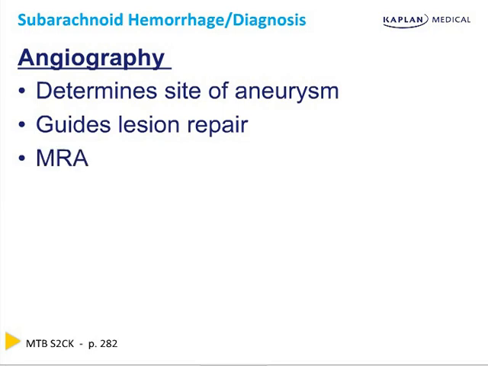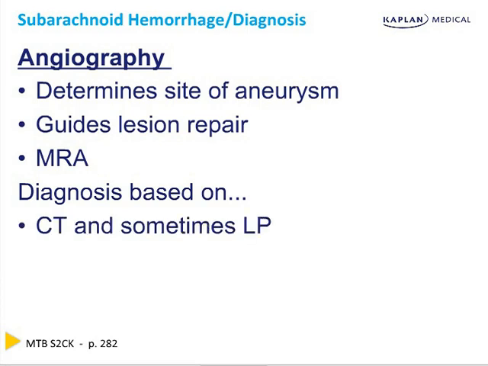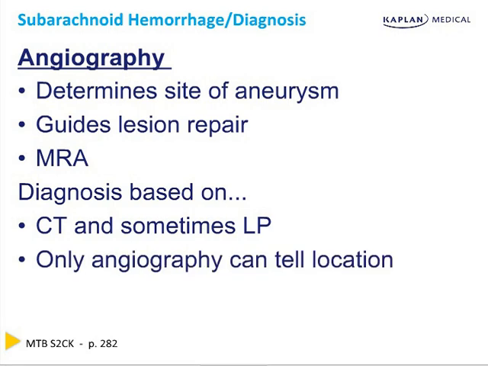Now, you can do an MRA in the vast majority, magnetic resonance angiography, and you can do that also to guide the location so you can repair it. Now, the diagnosis of that subarachnoid is based predominantly on the CT and, 5% of the time, sometimes an LP. And the angiography is only to tell location, and the reason is you want to make sure they don't rebleed. So let's do an angiogram, find out the location, repair it with a catheter, and you won't rebleed.